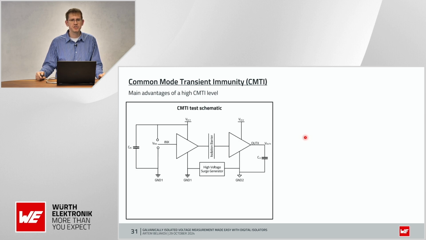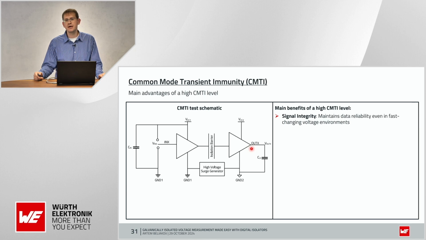On this picture, you can see a CMTI test schematic, and during the CMTI test, a pulsed transient is applied across the isolated ground planes, ground 1 and ground 2. You can see it here, ground 1 and ground 2. A digital signal is sent to the inputs, and the outputs of the isolator are monitored for data distortion. This is particularly important for high-speed data transmission.